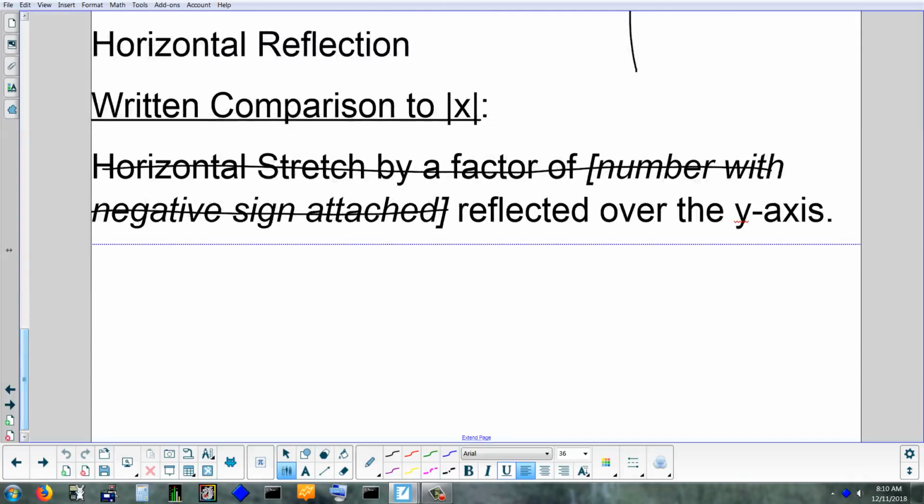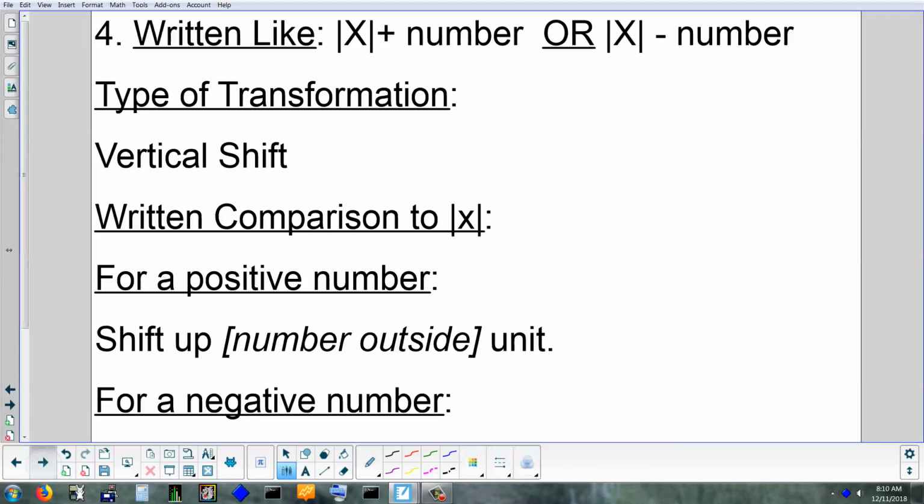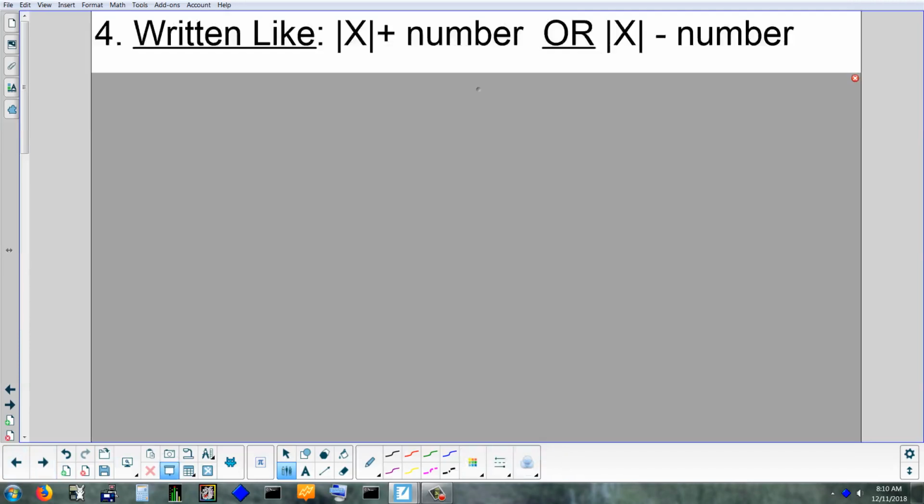Horizontal, horizontal, horizontal. Now we're going to do stuff outside. So it's not going to be horizontal anymore. It's going to be shift, stretch, and reflection, but they're all going to be vertical. They're all going to be the verticals. All right, so let's look at this one. So notice it's plus or minus again.